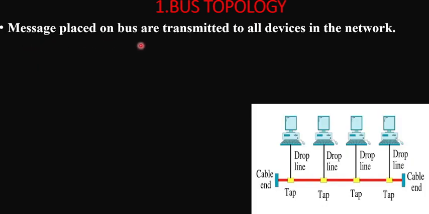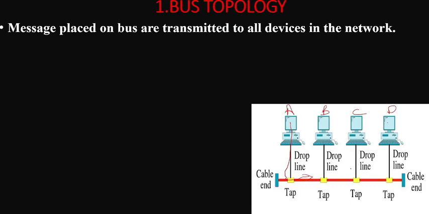Next, messages placed on the bus are transmitted to all the devices in the network. So now these are the 4 computers A, B, C, D. Computer A wants to send a message to computer D, suppose. So when it sends the message using this long LAN cable used in bus topology, what will happen?